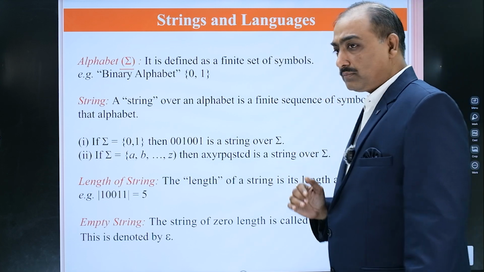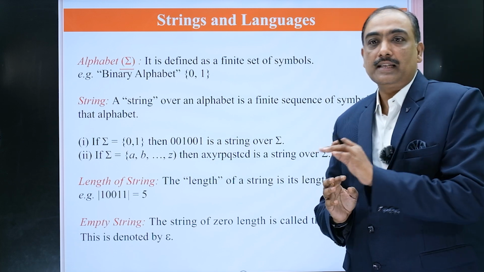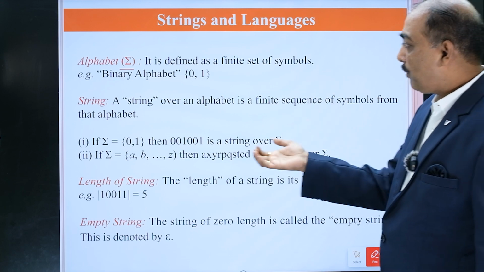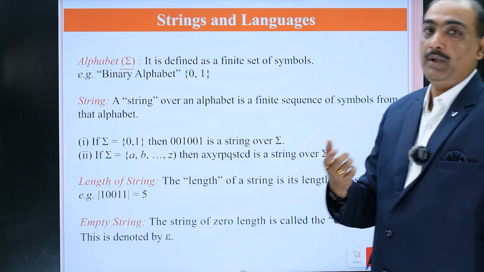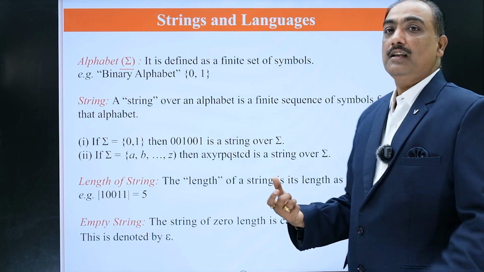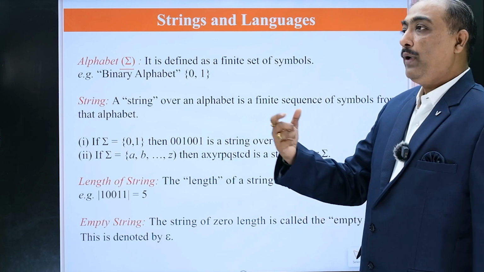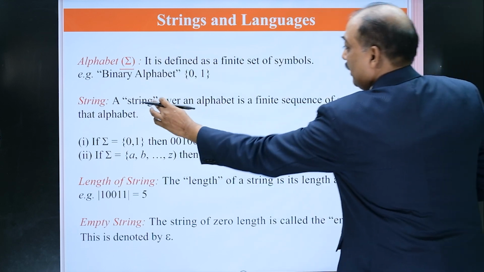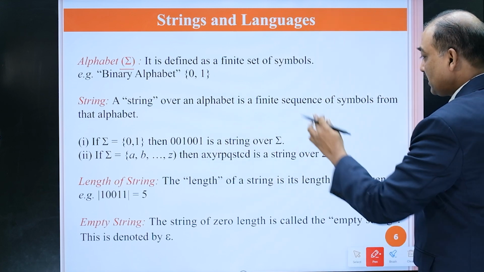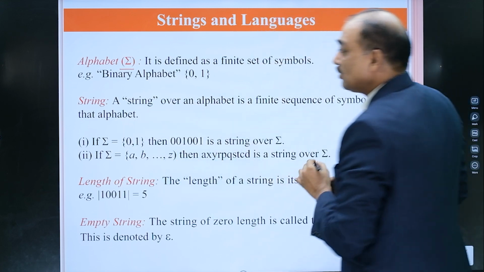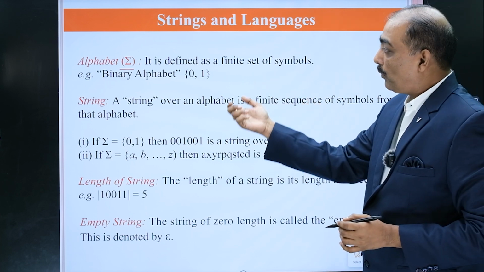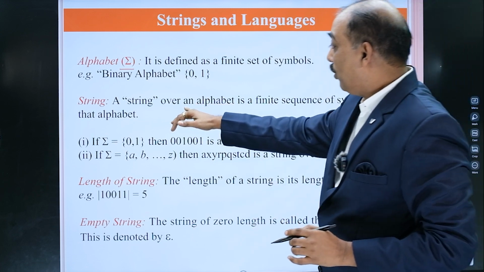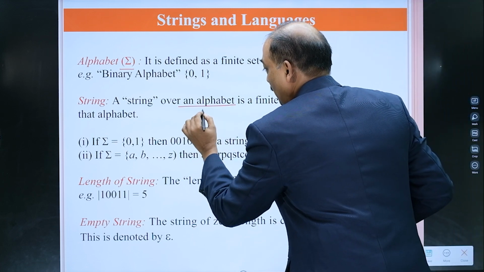Next is string. Now, when you define a string, it is actually a finite sequence of symbols. Because whenever we are talking about a string, the number of symbols in that string should be finite. So a string is a finite sequence of symbols. Now where will these symbols come from? From the alphabet, right? So we say that it is a finite sequence of symbols from that alphabet, and it is called a string made up of the symbols over this sigma. And that's why we define it as a string over an alphabet. So this is my alphabet which comes from sigma.